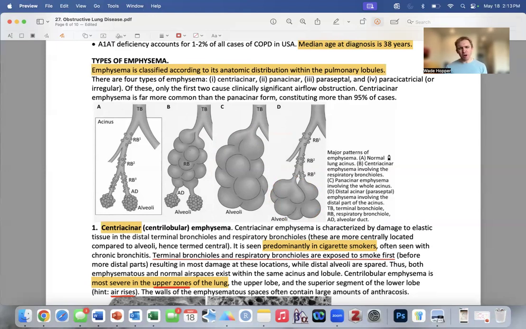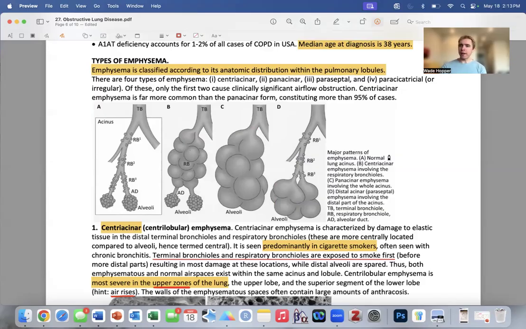Take a side note, talk about pneumothorax for a bit. Pneumothorax is air in the chest cavity between the lung parenchyma and the parietal pleura. And so when you get air in there, it's because of a hole in the airway.